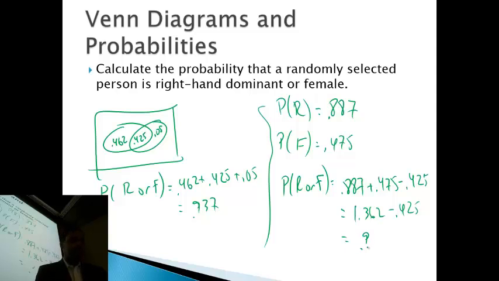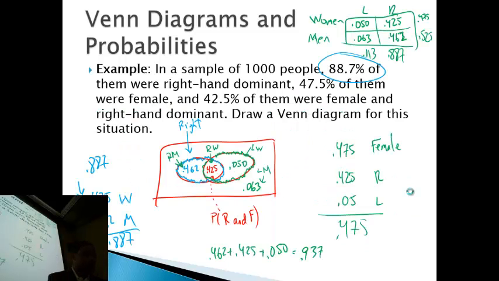$937 again. So no matter how you slice it, you can draw a partitioned Venn diagram, or you can kind of use the formula outright. Or if you want to be daring and exciting, you go back to your old days, right?